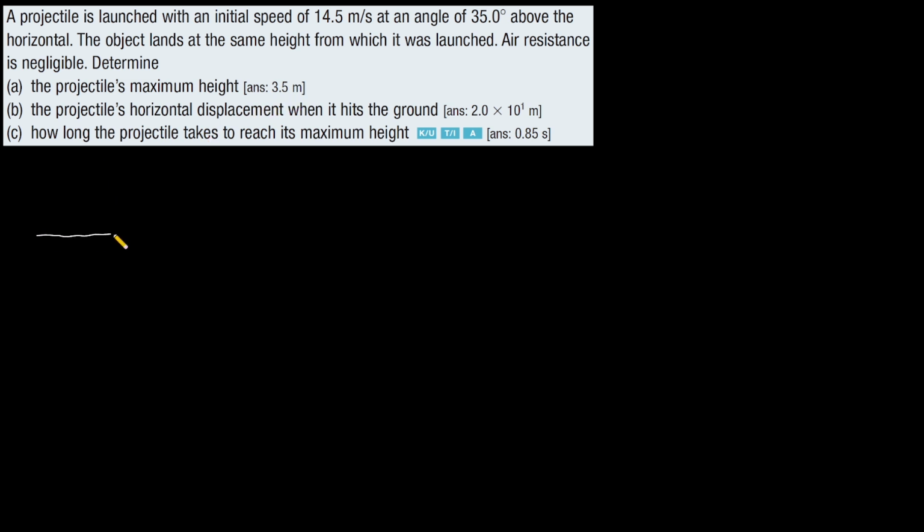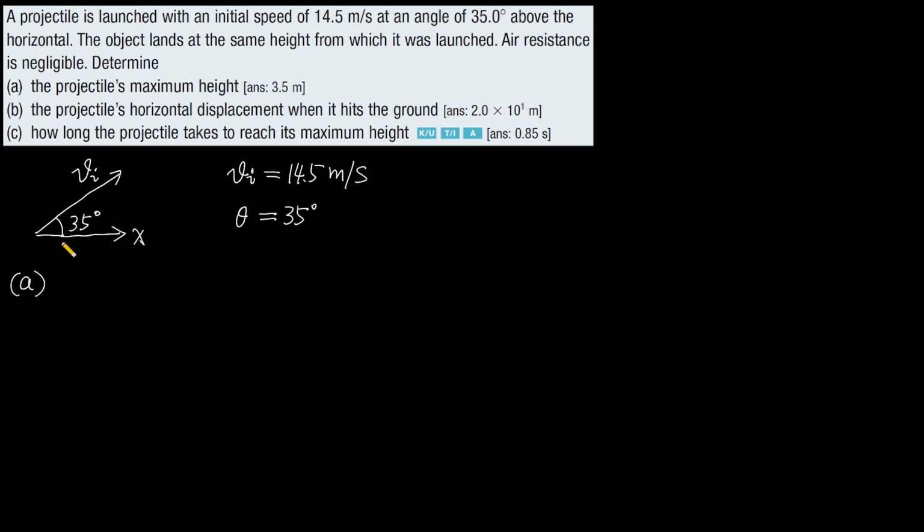So this direction is the positive x direction. And this is just the initial velocity. And this angle is 35 degrees. Because the direction of the initial velocity is 35 degrees above the horizontal, the initial velocity is 14.5 meters per second, and theta is 35 degrees. Then A, its maximum height.